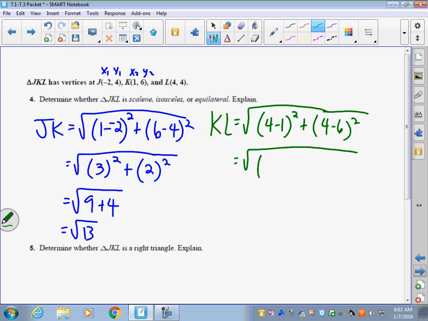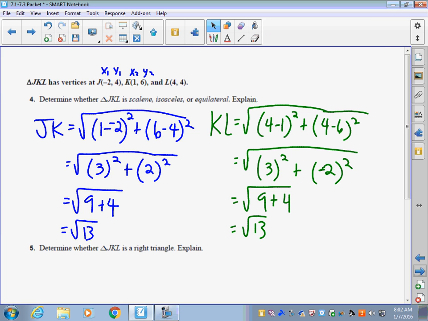Order of operations says this will give me 3 parentheses squared plus negative 2, parentheses squared. But anytime you square a negative, it becomes a positive. Negative times a negative is a positive. So now we got 9 plus 4 again. What do we notice here? It is the same number. All right, so we now know we're at least looking at an isosceles, but we got to check the last one.